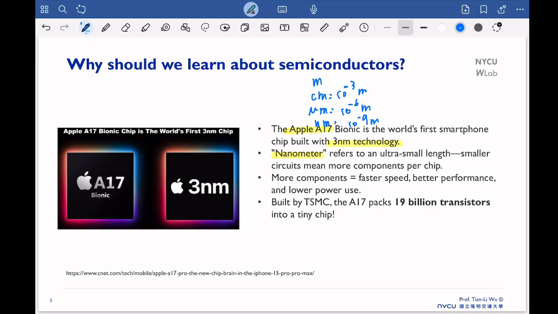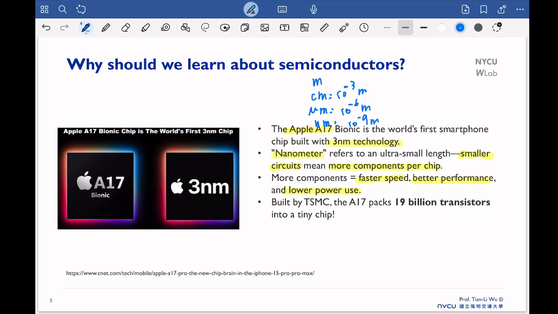So these are some of the key numbers that we will use very often when we try to measure the scale of the semiconductor, which is normally in the nanometer. And then the idea is that if we can make our semiconductor smaller, that means we will have more components per chip. So inside our circuit, we have more components in one chip. And more components also suggests faster speed, better performance, and lower power use.